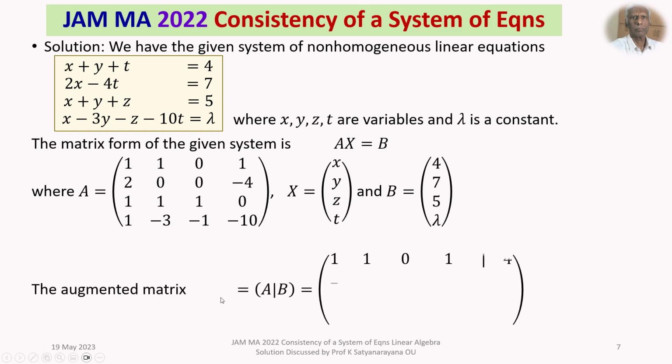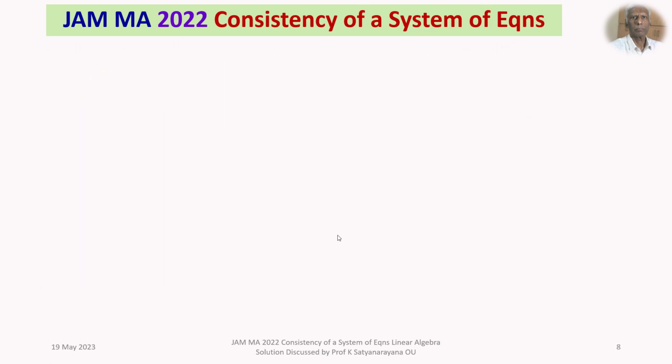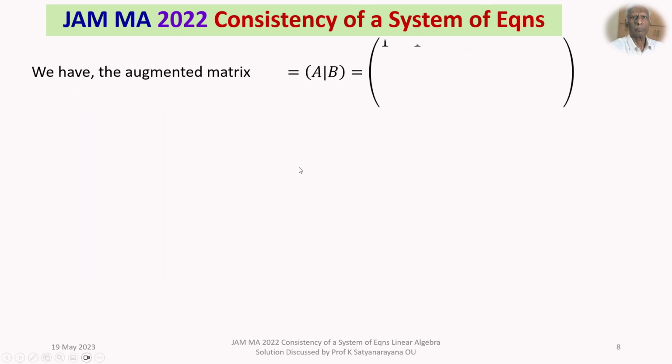Now, the augmented matrix: we write down the matrix A along with the column matrix B. So, this is the matrix A and this is your B, with a partition in between. This is the augmented matrix. We continue in the next slide. We have the augmented matrix.